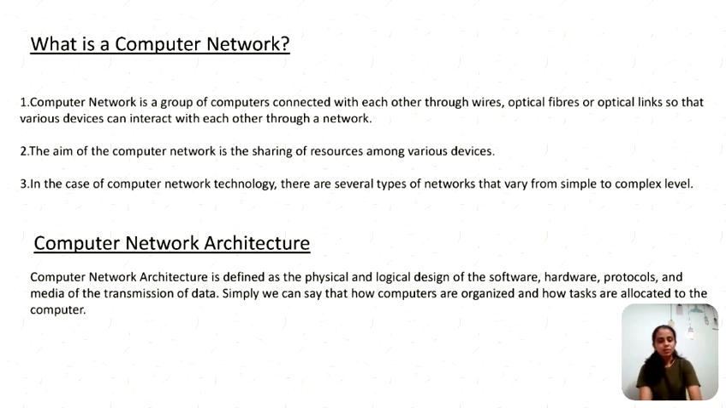In the case of computer network technology, there are several types of networks that vary from simple to complex level. Now we'll understand what is computer network architecture. Computer network architecture is defined as the physical and logical design of the software, hardware, and protocols of the transmission of data. Simply, we can see how computers are organized and how tasks are allocated to the computers.